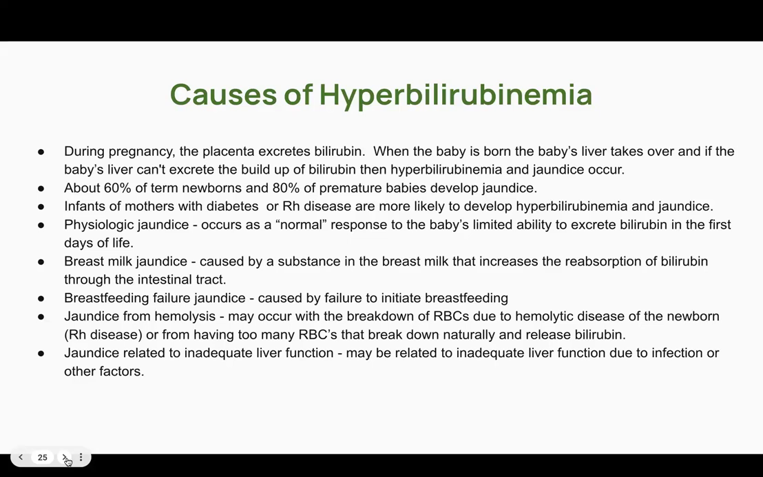Different types of jaundice may occur. Physiologic jaundice is a normal response to a baby's limited ability to excrete the bilirubin in the first days of their life. Breast milk jaundice may occur, and this is caused by a substance in the breast milk that increases the absorption of the bilirubin through the intestinal tract. Breastfeeding jaundice is caused by a failure to initiate breastfeeding. This can result in dehydration and decreased urine production and accumulation of bilirubin.